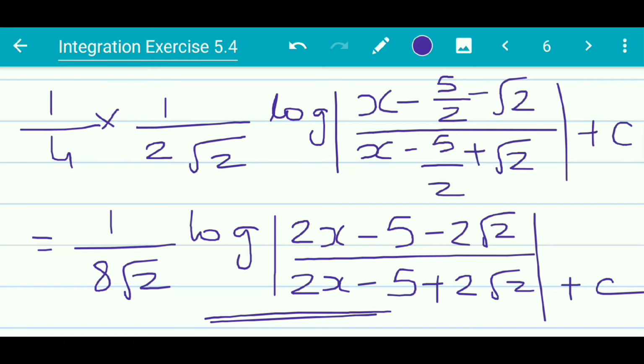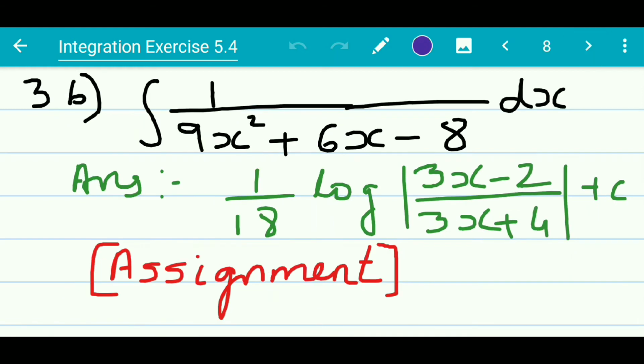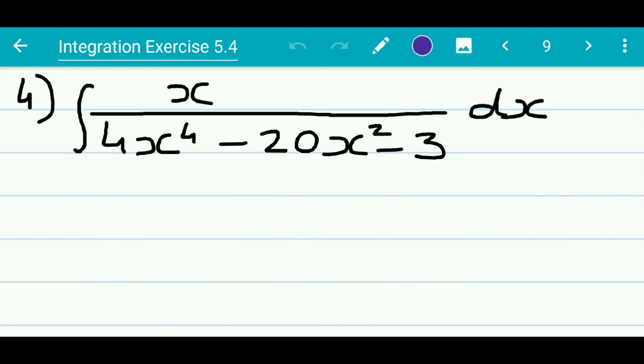Since this is an important sum, I have given you an assignment over here. This question you can try the same way as the third sum in your notebook. Along with the other sums, you also try this sum and try to get the same answer. Similarly, one more sum you can try out as an assignment and check it. Okay, we move on to the next sum now.